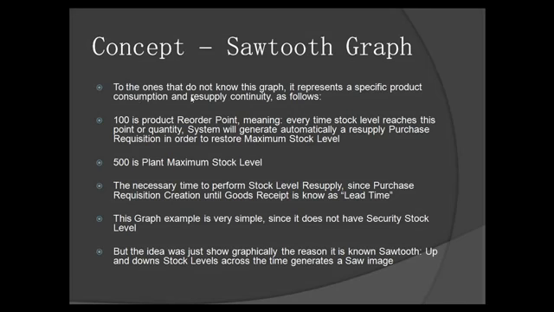Let us see more concepts. To the ones that do not know this graph, it represents a specific product consumption and resupply continuity as follows. 100 is the product reorder point, meaning every time stock level reaches this point or quantity, the system will generate automatically a resupply purchase requisition in order to restore the maximum stock level. 500 is the plant maximum stock level. The necessary time to perform stock level resupply, since purchase requisition creation until goods receipt, is known as lead time.